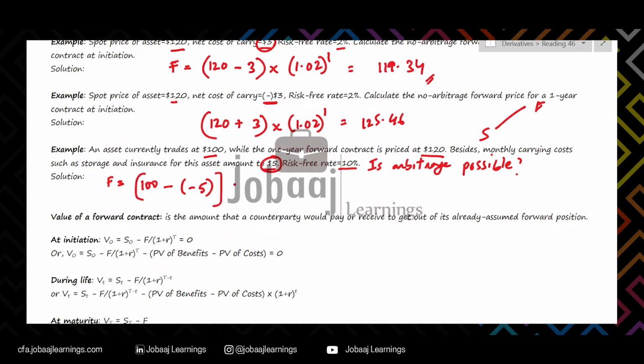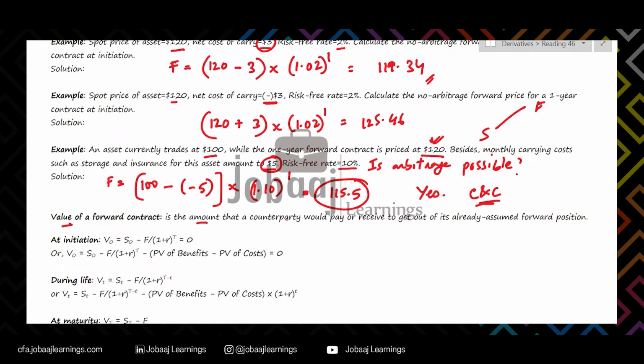Actually the net cost of carry is negative 5, so you can write it this way, and then we can compound it with the formula 1.10 for a period of 1 year. Okay, and this gives 115.5. So the forward price should be 115, but it is currently at 120. So yes, arbitrage is possible. So what should you do in this case? You should do cash and carry arbitrage. Okay, cash and carry.